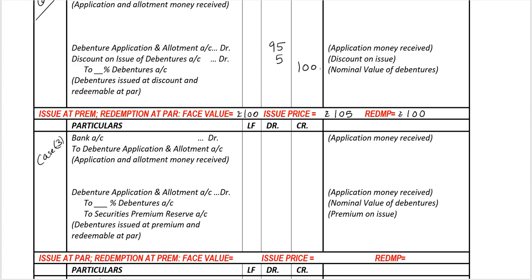In the first journal entry, we need to debit bank account and credit debenture application and allotment account with the application and allotment money received. Since it's issue at premium, the amount received will be 105 rupees.